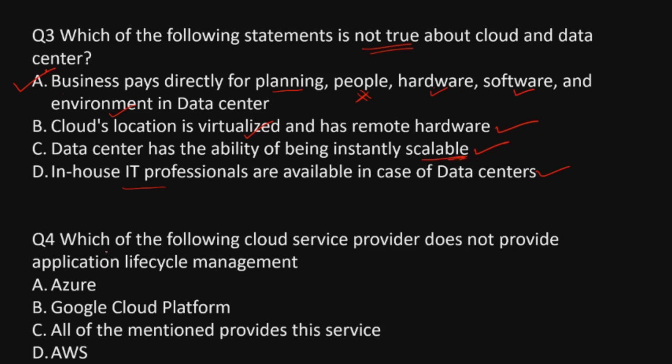Moving to question number 4, which of the following cloud services does not provide application lifecycle management? See guys, does not provide application lifecycle management. So option C is all of the mentioned provide this service. Option A is Azure, B is GCP, and D is AWS. Application lifecycle management is a basic property of a cloud. If they do not provide this, then no business will rely on this cloud. So option C will be the right answer. All of the mentioned provide these services.